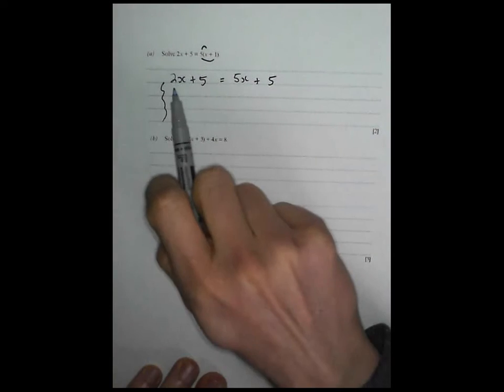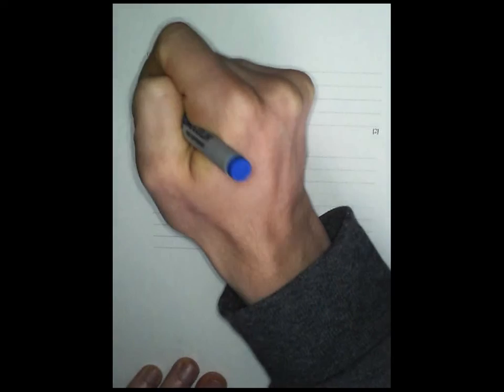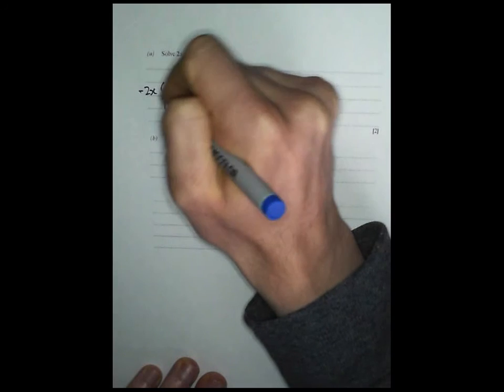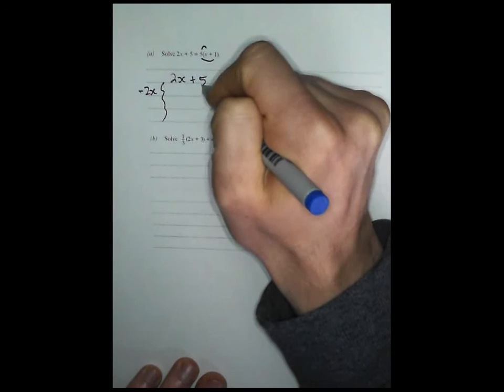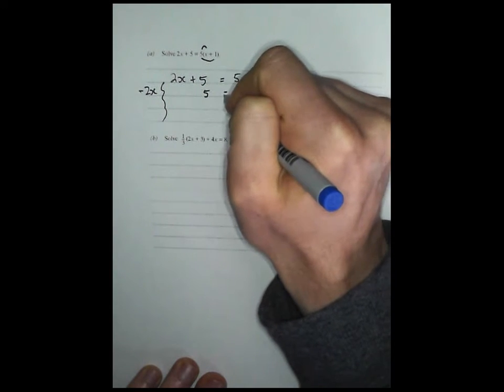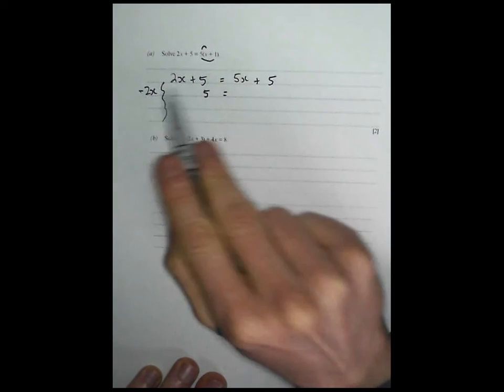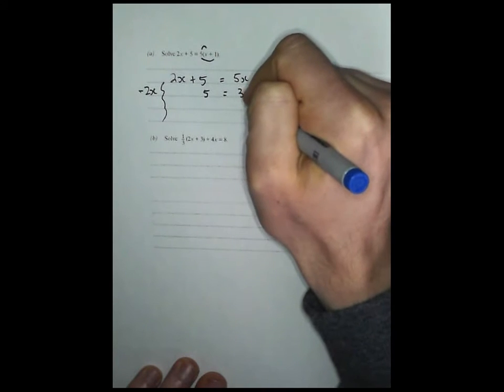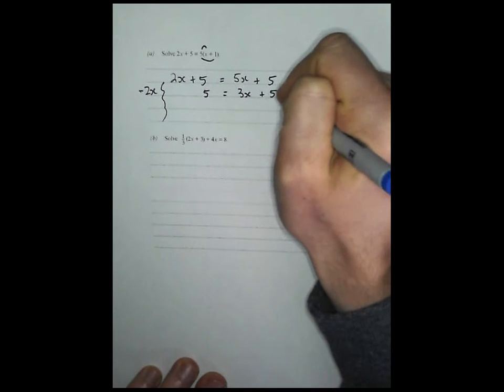So those 2x's do not belong on my left-hand side, so let's get rid of them. I'm going to take 2x's from that side. That 2x, take 2x, x's have gone. I've still got me 5 though, so I've got to remember him. And now I've got to remember to take my 2x's off this side. So I had 5x's, take 2x's, I'm left with 3x on that side, and I've still got me positive 5.